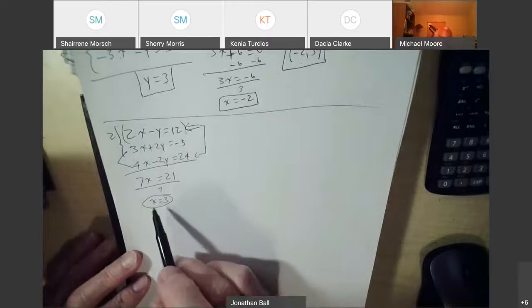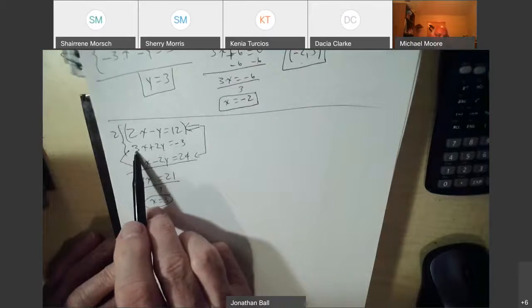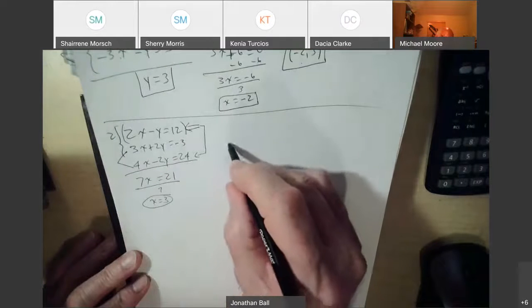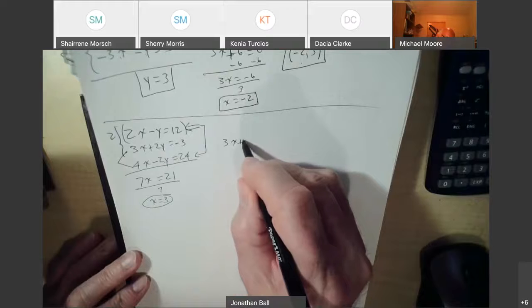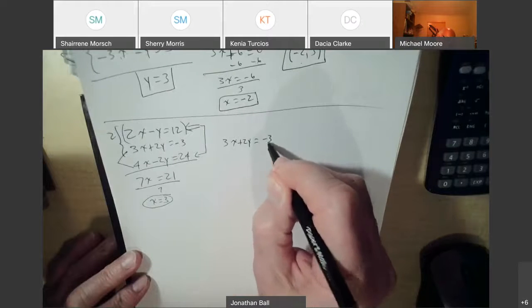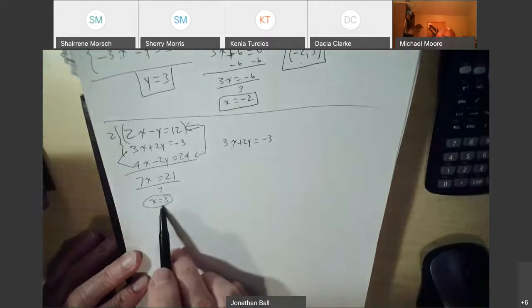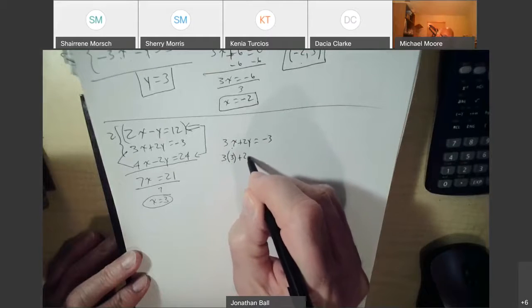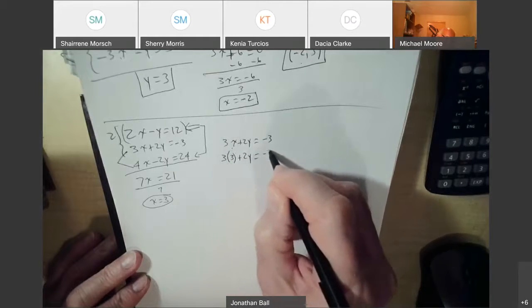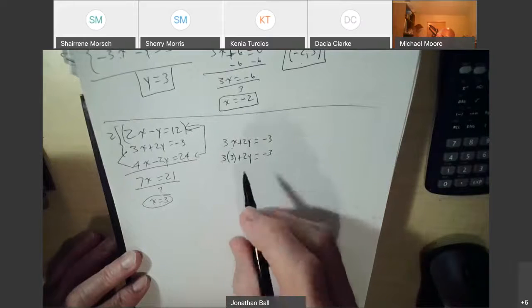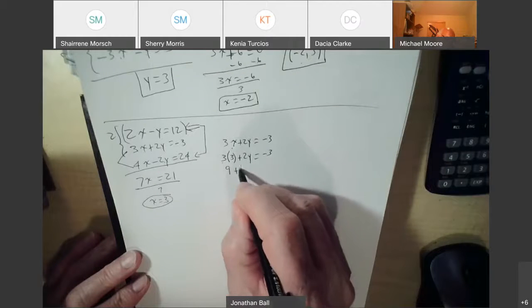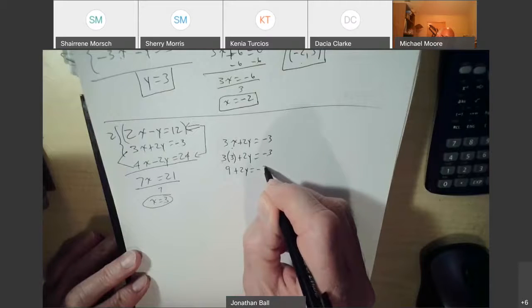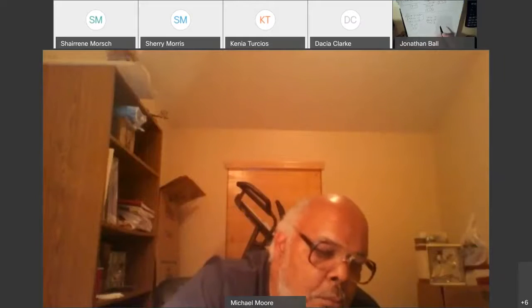Okay, now let's plug this one into the second equation, because everything on this side of the equation is positive. So let's take 3x plus 2y equals negative 3. But instead of x, we're going to put in 3. 3 times 3 plus 2y equals negative 3. 3 times 3 is 9, plus 2y equals negative 3.